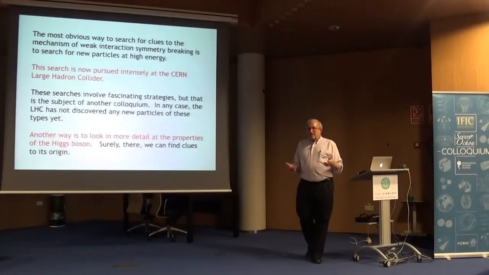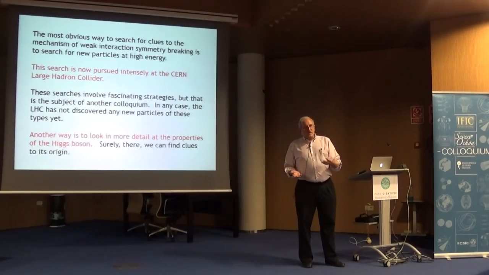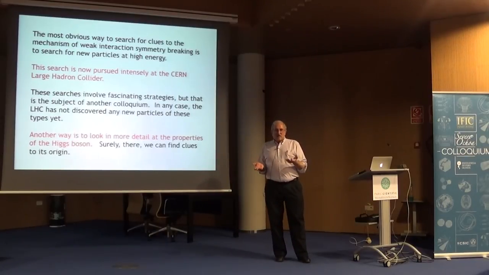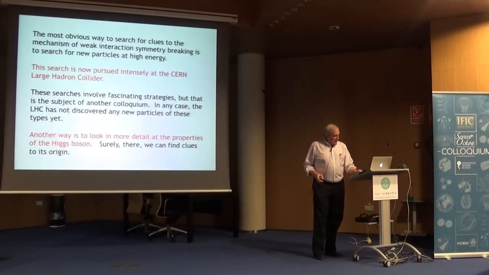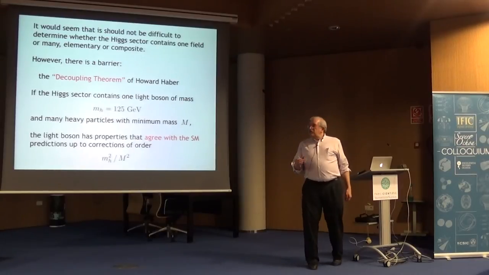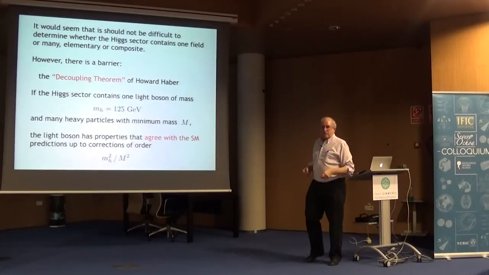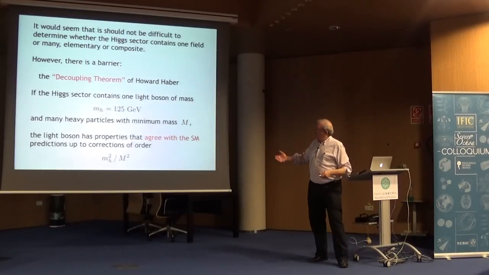Now, you would think that if the Higgs boson is composite, if there are multiple Higgs bosons, if the Higgs boson has supersymmetric partners, the so-called Higgsinos, that this would be obvious in the Higgs properties, maybe even of order one. But it turns out that that's not a correct statement. There's a barrier to this, proved by my friend Howard Haber, called the decoupling theorem. And the decoupling theorem has the following statement.